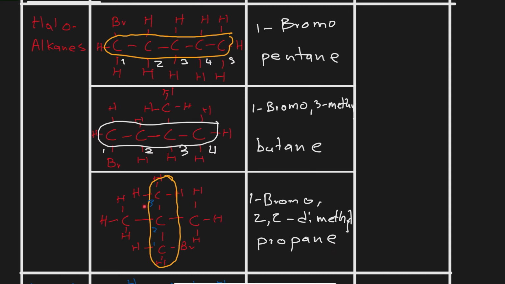So now remember, we have the same molecular formulas for all these different things, because they fall under the same homologous series. So that means they have the same general formula. And the general formula of haloalkanes is given as CnH2n+1X, where the X represents the halogen.